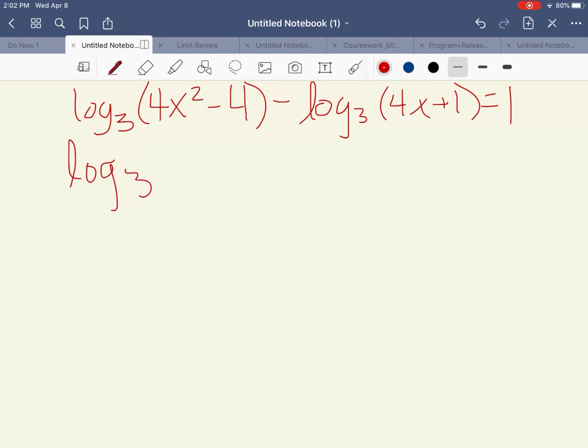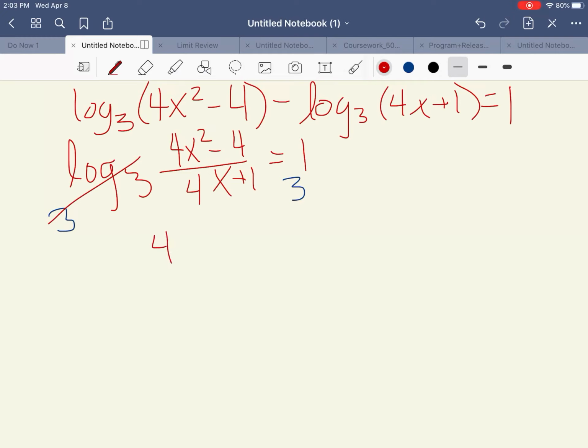Log base 3 of (4x squared minus 4) divided by (4x plus 1) is equal to 1. Since it's base 3, that means I can raise it to the third power. So I raise both sides to the third power to get rid of the log. So now this cancels out. You have 4x squared minus 4 over 4x plus 1, and 3 to the first power is just 3.